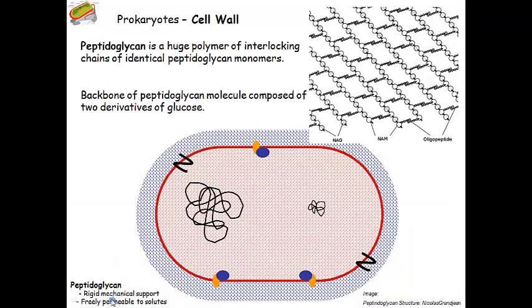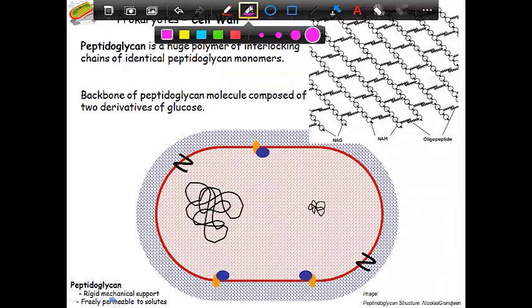Okay, prokaryotic cells like bacteria also have what's called a cell wall. You may have thought before that only plants had cell walls, but bacteria also do. Their cell walls are made out of something called peptidoglycan. Right here, peptidoglycan. It is a polymer. We talked about polymers last unit. Basically, it's chains of these peptidoglycan monomers, which are made of two different versions of glucose.